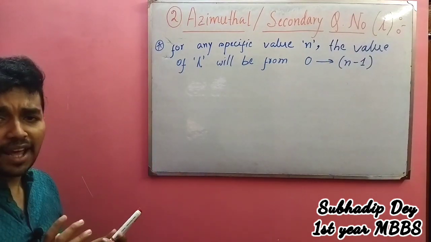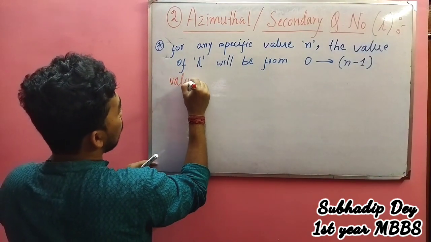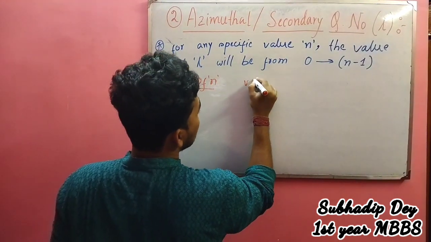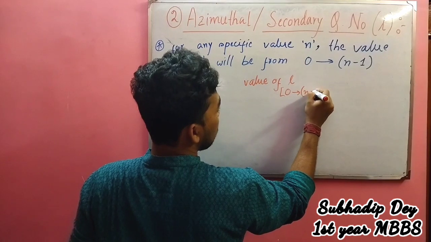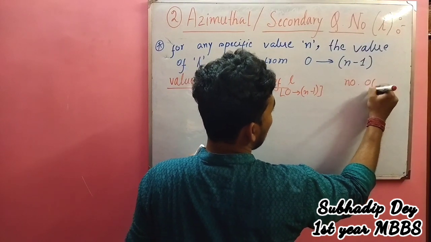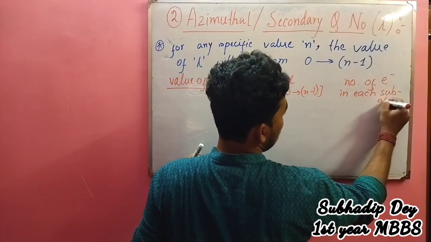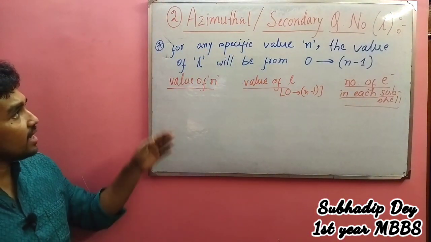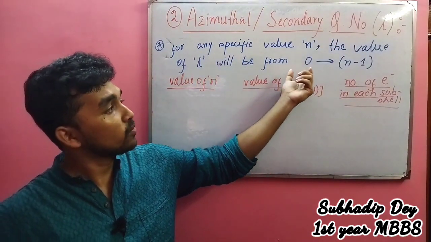तो हम यहाँ पर एक चार्ट बनाएंगे और इस आइडिया को समझने की कोशिश करेंगे. तो मान लो this is the value of n, that is principal quantum number, and here it is the value of l, which is actually 0 to n minus 1. Okay, and let us assume here the number of electrons in each subshell. तो हम इस चार्ट को अच्छी तरीके से समझने की कोशिश करेंगे. ठीक है, तो देखिए यहाँ पर क्या लिखा है, for any specific value of n the value of l will be from 0 to n minus 1.